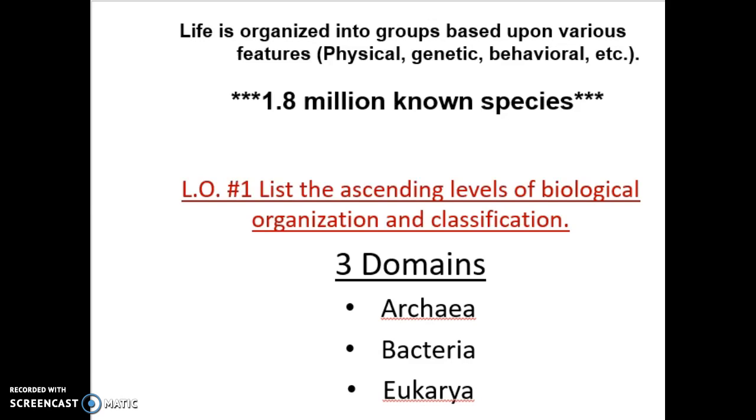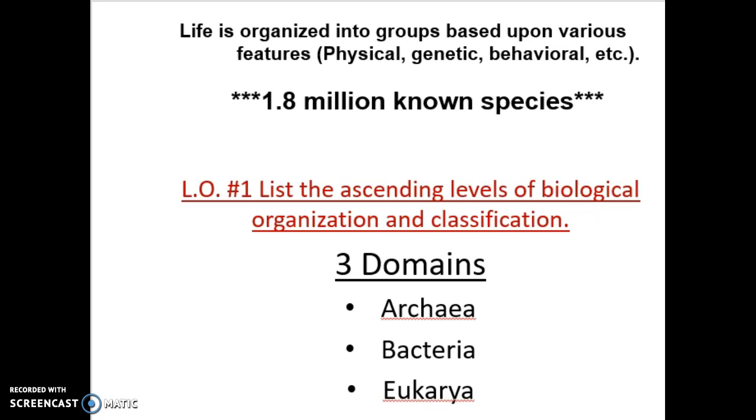So when we look at life, we try to organize life into groups. A lot of times we use just basic physical features to organize and kind of categorize life. This is one of your learning outcomes for the semester: list the ascending levels of biological organization and classification. So we talked about the organization. They go from molecular to cellular all the way up to ecosystem. Classification is how do we group all these living things into different categories.